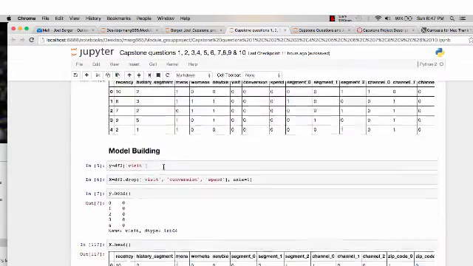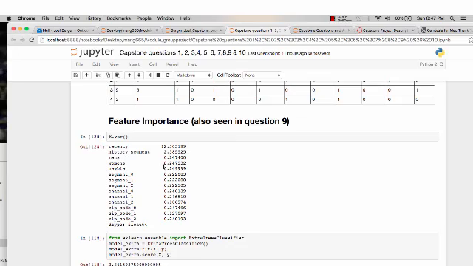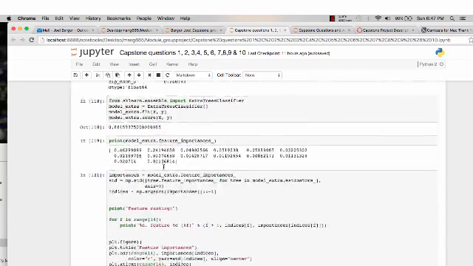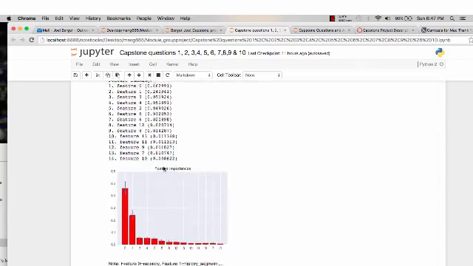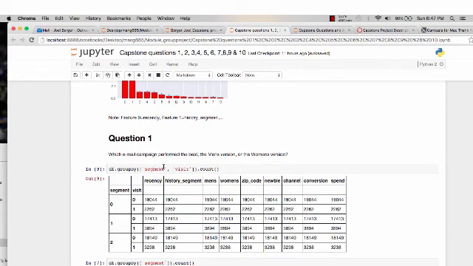So the first question is, here's some model building, and here's some features, just showing you which features are important and which ones aren't, which is going to be used in a little while. I just decided to use it up first. So question 1, basically, which email campaign worked the best?